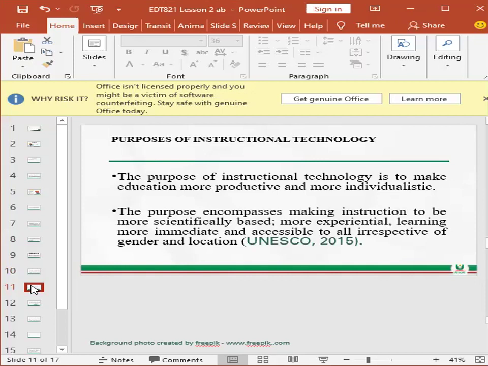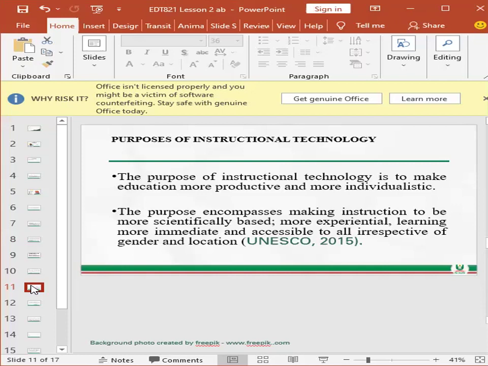Now, we put everything maybe in a CD or a flash drive, allow students to copy such, and by the time they get home, they try as much as possible to play back. So it makes education more productive and also more individualistic. Learners will be learning at their own pace.